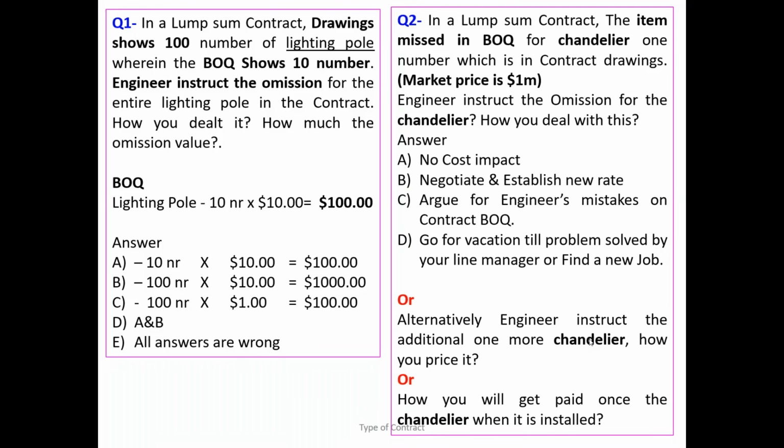It is deemed to be included within your contract sum. That is your risk. You are not going to ask for any money. Okay, you don't have the right to ask. That is how it stands for a lump sum contract.